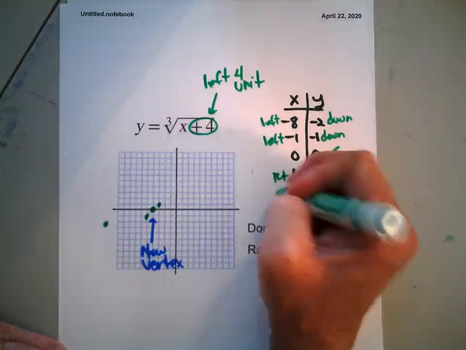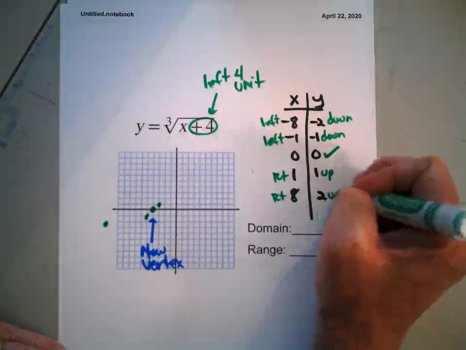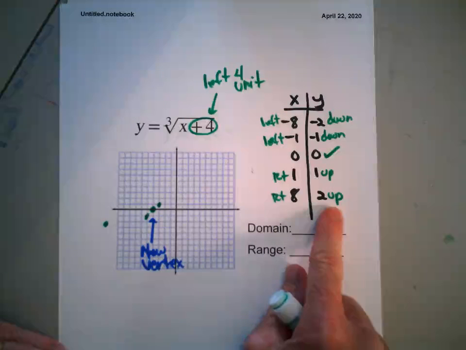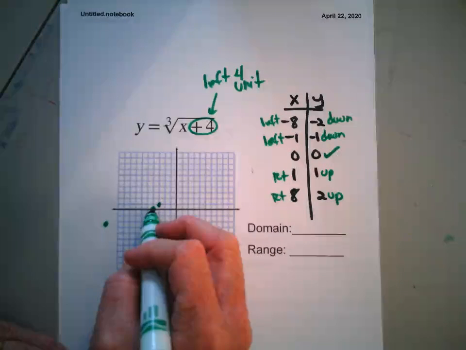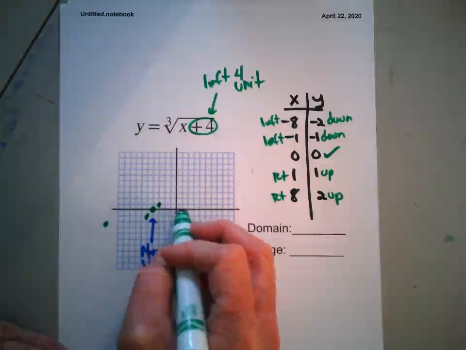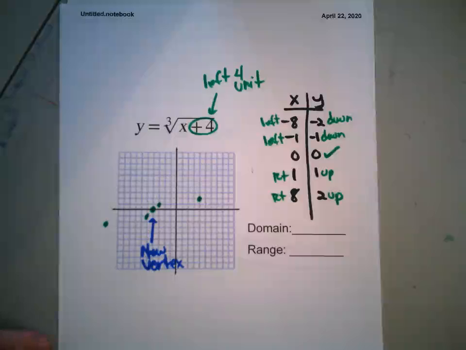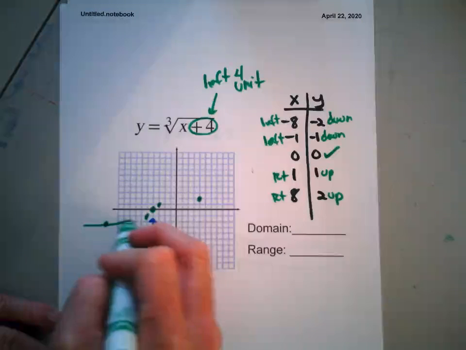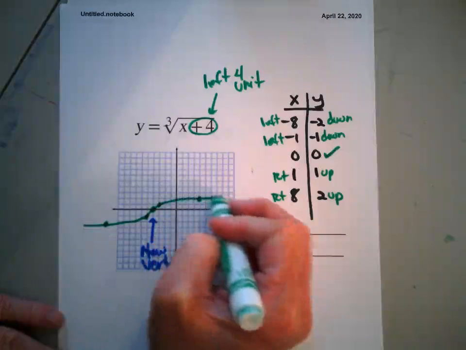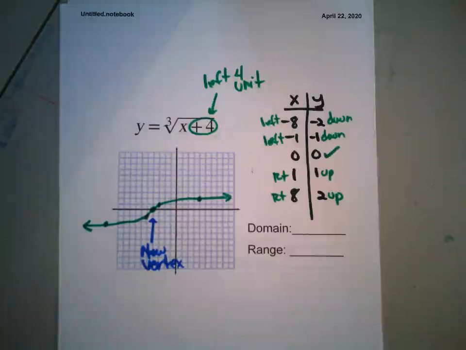And finally, our last point will be right 8, up 2. So from the new vertex, count to the right 8: 1, 2, 3, 4, 5, 6, 7, 8. Go up 2 units. You can see the shape of the cube root graph take effect.